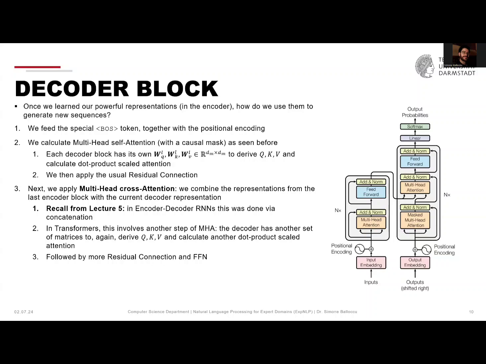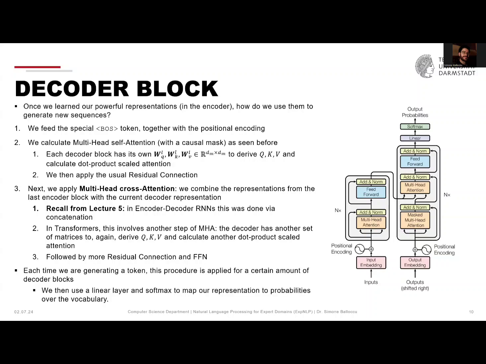And usually the feed-forward neural network, which, as we saw before, helps us capture more complex relationships and combine the learned information within the features of the tokens. So each time we're generating a token, this procedure is applied for a certain number of decoder blocks. And we then use a linear layer and a softmax to, as usual, map the representation to probabilities over our vocabulary. And that's how we produce a token.